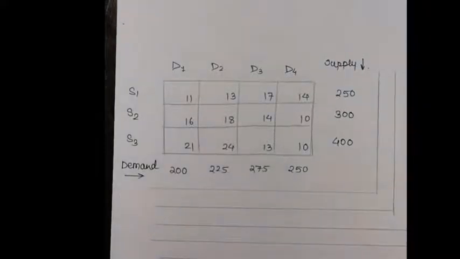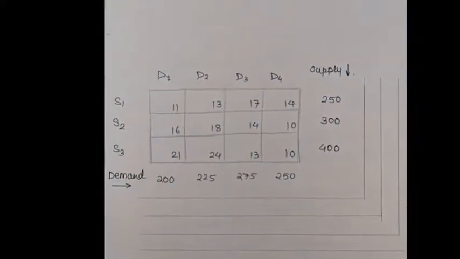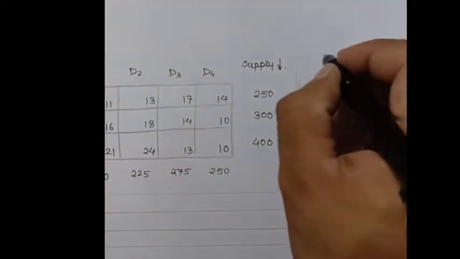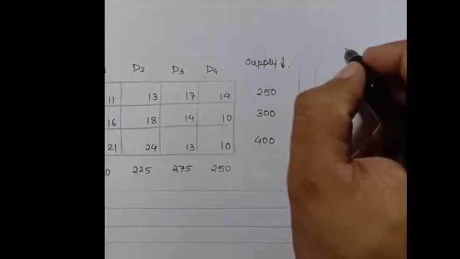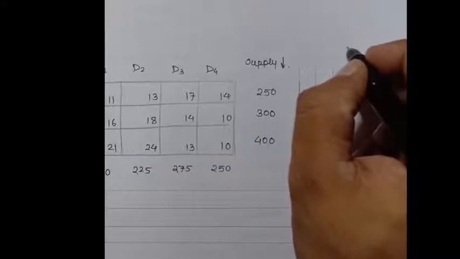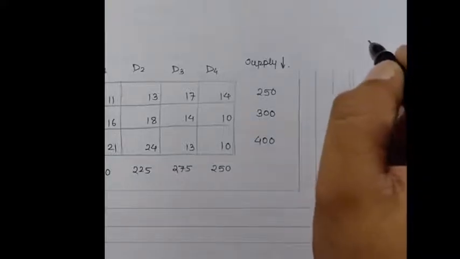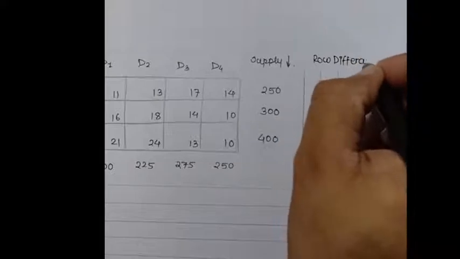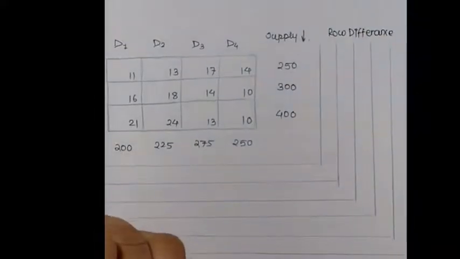The very first step is that we have to do row reduction, or we can sometimes call it row differences. So this is my row difference and this is my column difference.